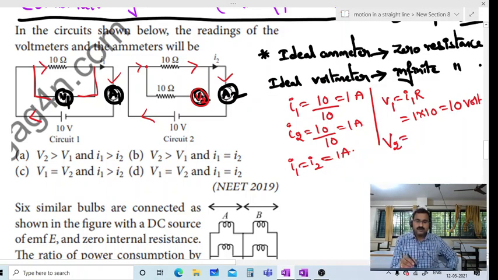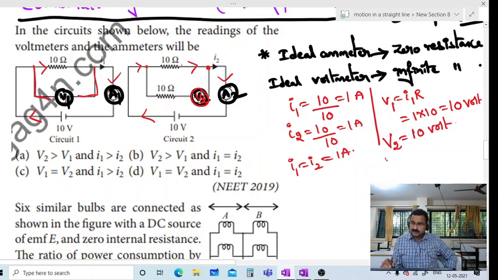Already both are in a parallel combination. In general cases we know that the potential difference will be the same. So V2 will be the same as the battery voltage. That is also direct, or otherwise you can write I2 into R across this point. What is that? 10 volt potential difference. When both are in parallel combination, the potential difference will be the same. Same thing we are getting there, that should be 10 volt only.